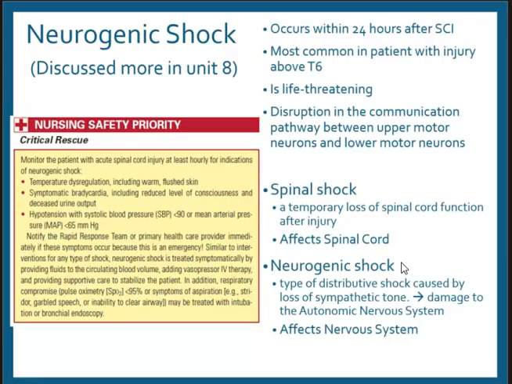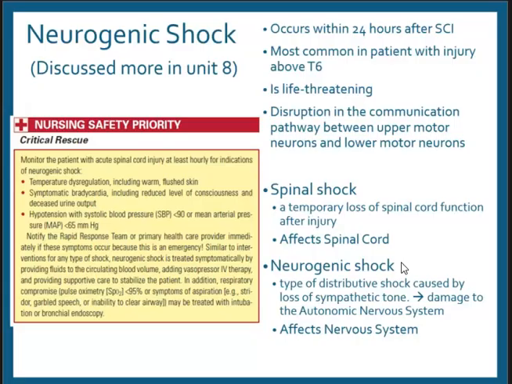Now, neurogenic shock, we will touch more on this in Unit 8, but it is not immediate with a spinal cord injury. It occurs within 24 hours, but not immediately with the injury. Most common in a patient with a thoracic injury or above, so T6 and above. It is life-threatening. Disruption in communication between the upper motor neurons and the lower motor neurons.